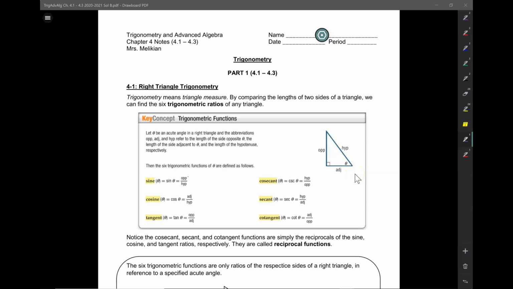Hi, we're talking about the first part of 4.1 today. So let's go ahead and dive right in. We're going to start talking about right triangles.